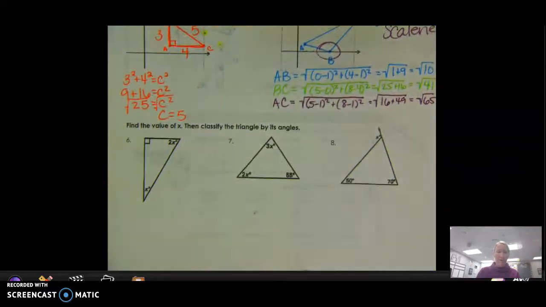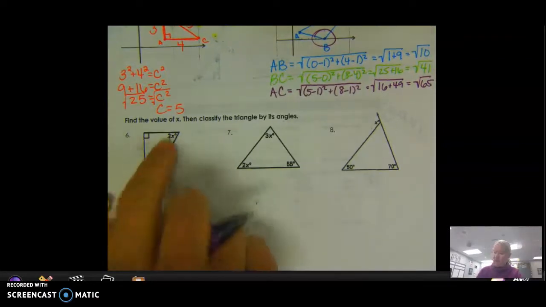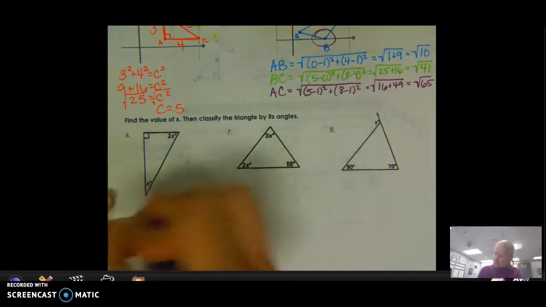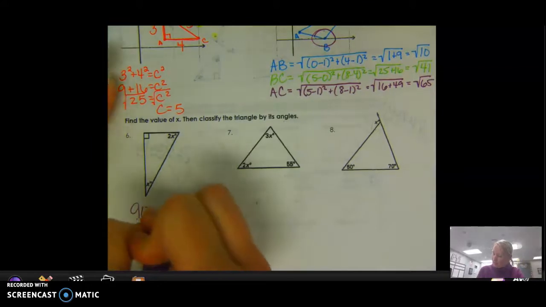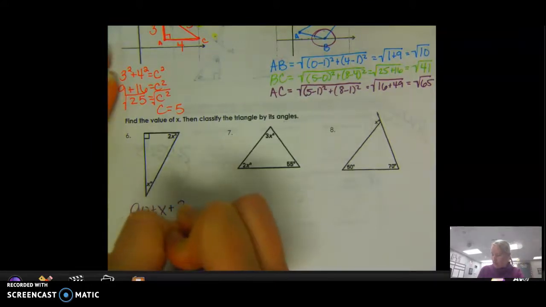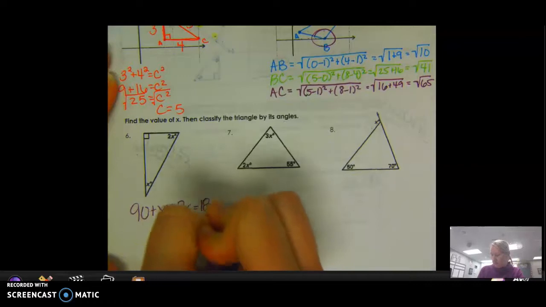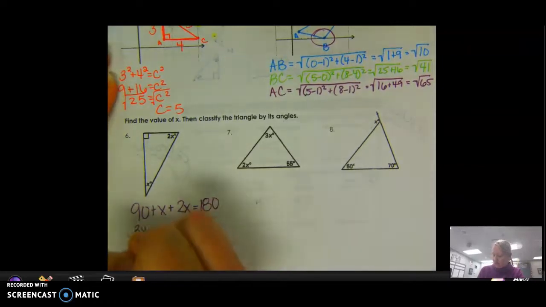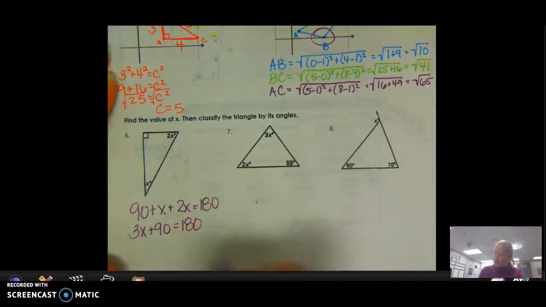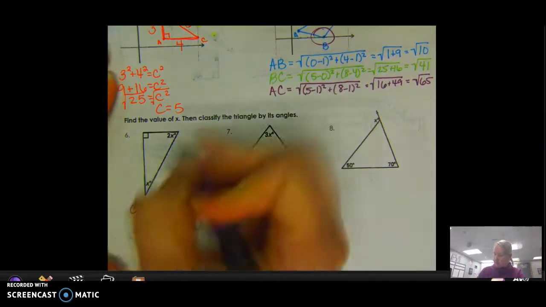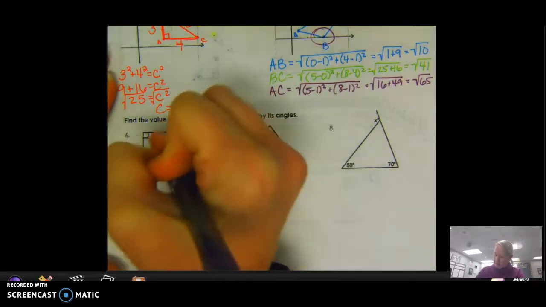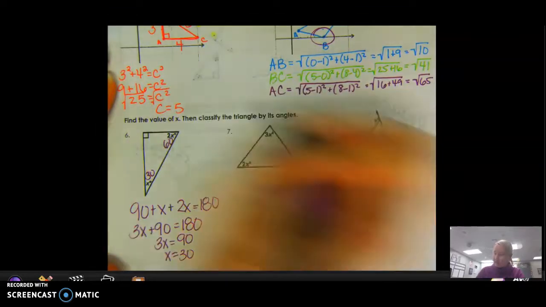All right, coming down here, find the value of x and classify the triangle by its angles. So we know the three angles always add up to 180. So this would be 90 degrees for this angle, plus x plus 2x equals 180. So that would be 3x plus 90 equals 180. Subtract 90 from both sides, so I get 3x equals 90. Divide by 3, you get x equals 30. So now I'm going to plug it in. That would make this angle 30, this angle 60, and that angle 90.